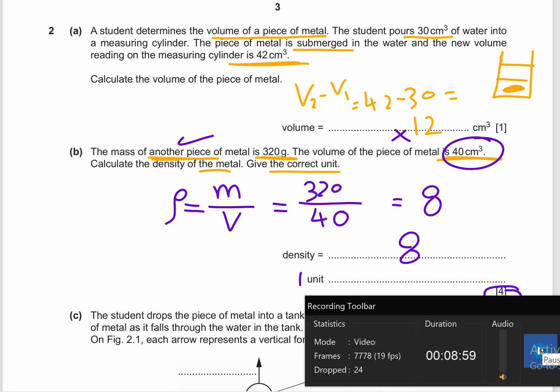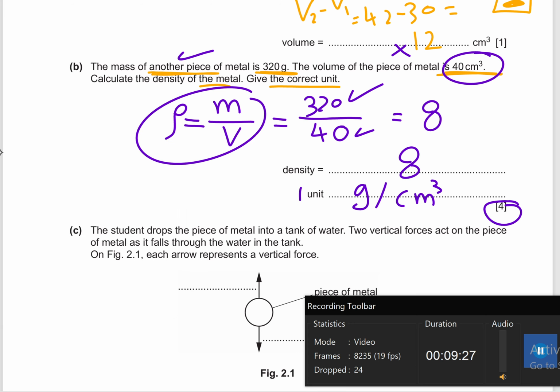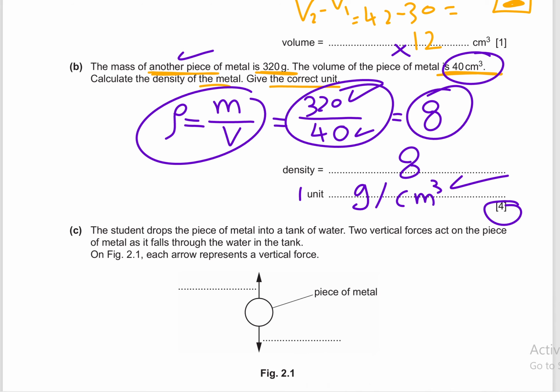So it's going to be 8. And the unit is, since this is in gram and this is in cubic centimeter, so it's going to be gram over cubic centimeter. Pay attention, you're going to take 1 mark for the formula, 1 mark for the substitution, 1 mark for the number, and 1 mark for the unit. Okay, guys, I hope it's clear.